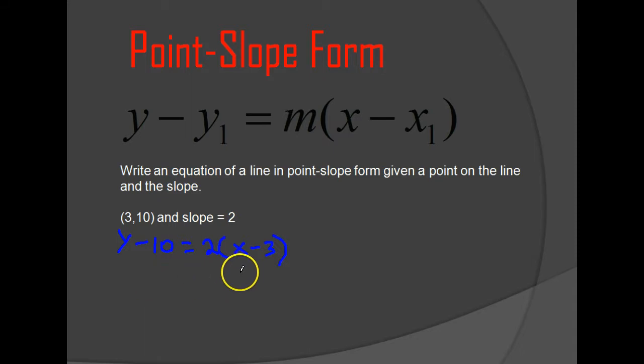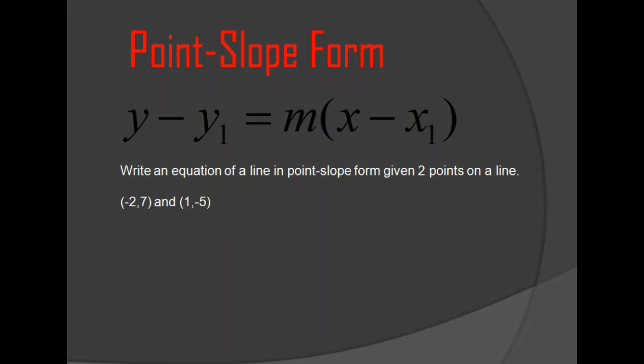Now some of you will look at this and feel like it's not complete, and you want to do something, maybe distribute the 2. Maybe you want to try and get y by itself, isolate the variable. But that would be then putting it into slope-intercept form, which we will do sometimes, but right now we just want to leave it here in point-slope form. Alright, let's try another one.